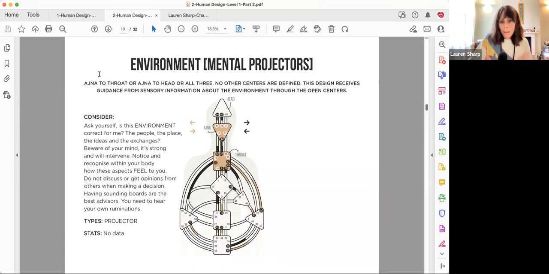Then there's another one, the environmental projector. That's your ajna to throat, ajna to head, or all three connected and worked out, and then everything below is completely open in that chart. This is another individual who needs to listen to what they say and feel out if something is right for them. They need to recognize how it feels in the rest of their body, everything down, because they're so open. There wasn't actually any data on this, because these individuals are super rare to come across.